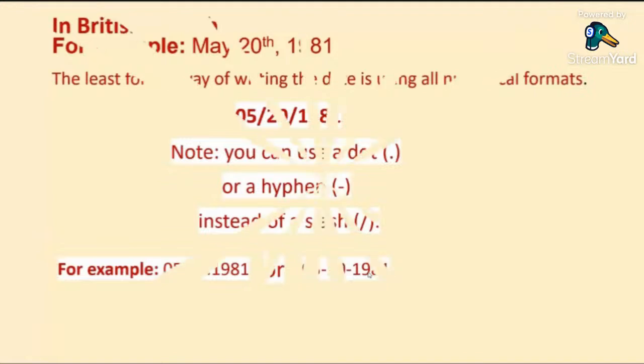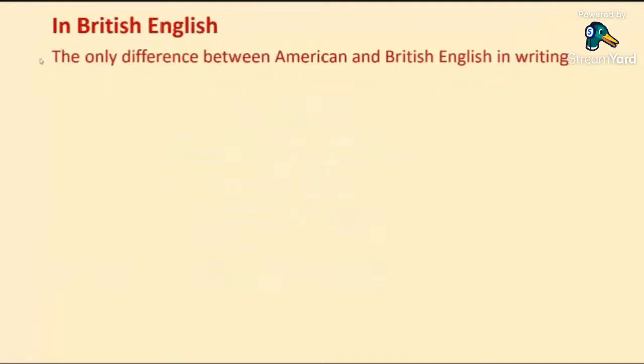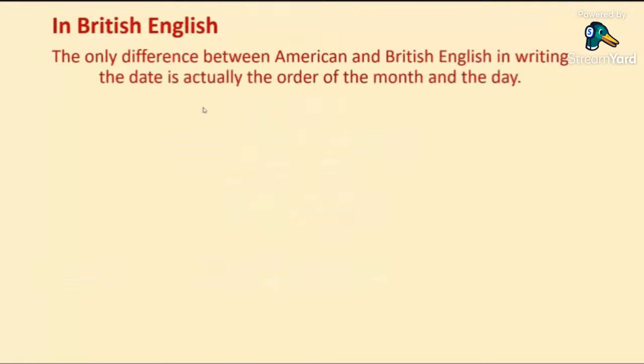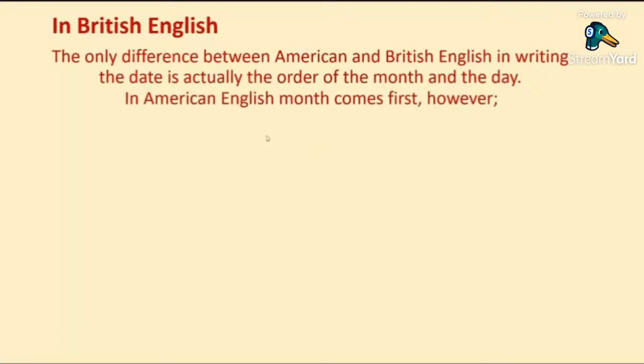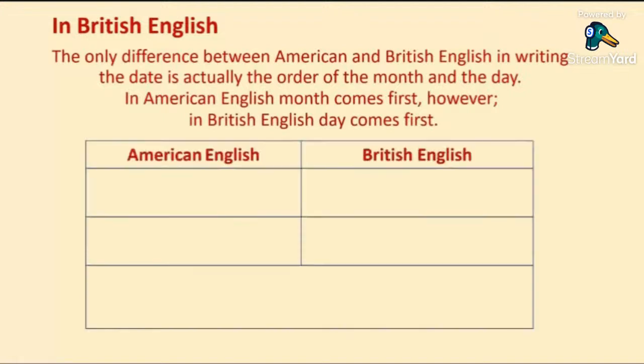In British English, the only difference between American and British English in writing the date is actually the order of the month and the day. In American English, month comes first. However, in British English, day comes first. Let's study the table in writing the date or telling the date in American English and British English.